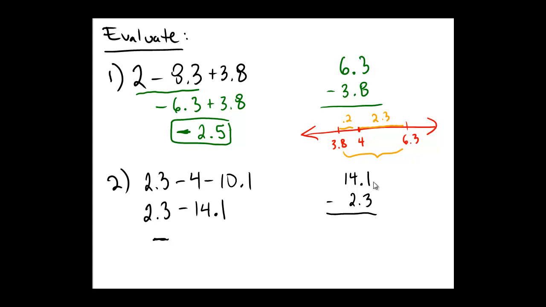The algorithm would be to notice you can't take 3 from 1, so we borrow. 11 minus 3 is 8. 3 minus 2 is 1, and then there's 1. So we get negative 11.8, which is in the ballpark of the 12 that we estimated at the beginning. So there's some geometry, and then there's the algorithm.